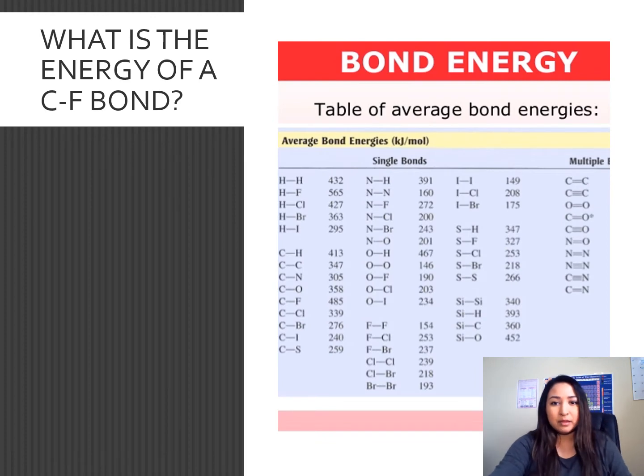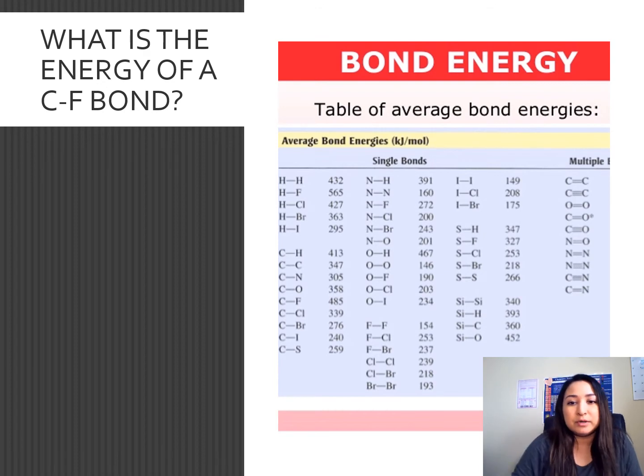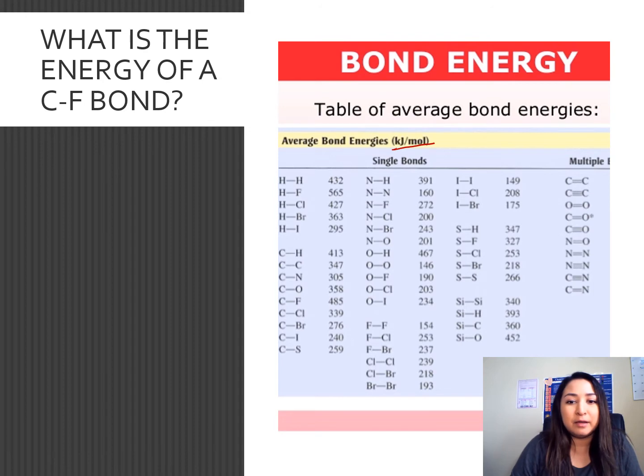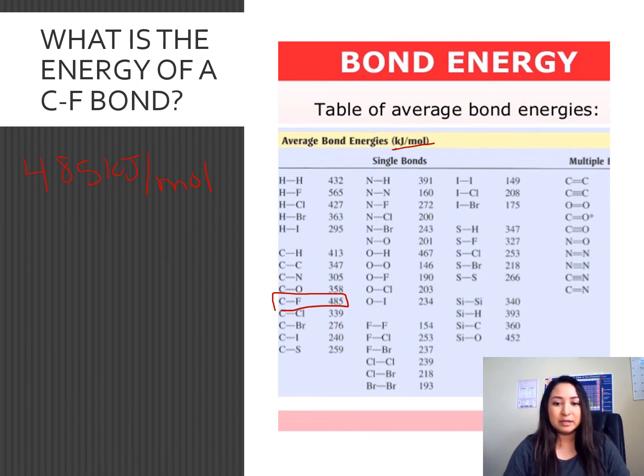So this is your bond energy chart. If you notice, the units for it is in kilojoules per mole. And what you guys are going to do is look for the bond from C to F. So from C to F, oh, right here, it is 485 kilojoules per mole. Now, that is the bond energy for the C to F bond.